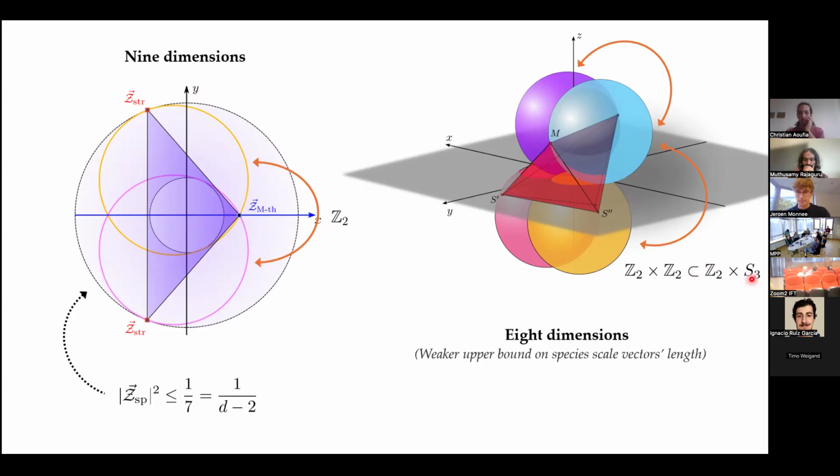In the 8-dimensional case, things are a bit more involved because the subgroup of the duality group that we consider is quite large. So for visual clarity, I've just pictured the Z2 times Z2 subgroup here. Notice that both in 9, 8, and 10 dimensions, the outer vertices of the species hull always lie on these Laplace hyperspheres.